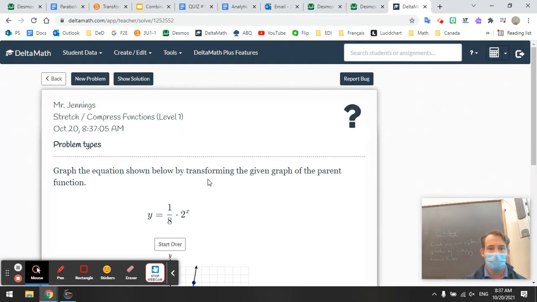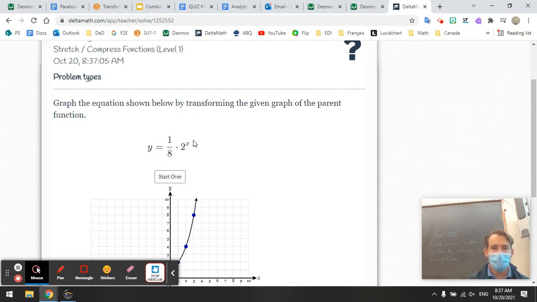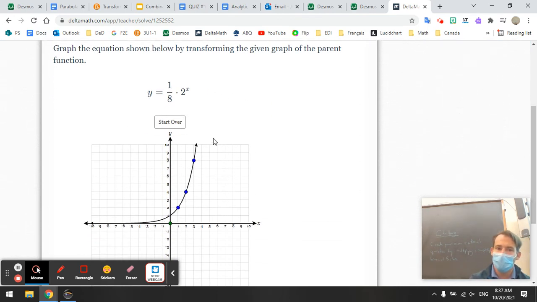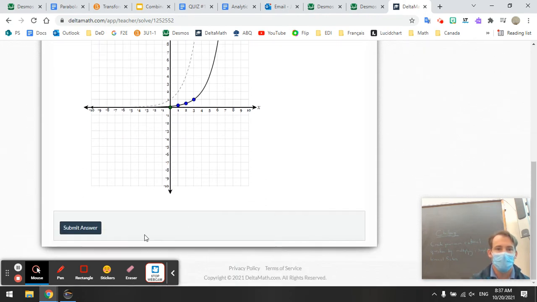Next, we look at stretch and compression of functions. So here, again, is another function we haven't looked at, but this function, the exponential function, is our next unit. It's unit 3, so we can start looking at it in Delta Math. Here, I am compressing this function by a factor of 1/8. So I'm going to be pulling all of the outputs of the function towards the y-axis by a compression of 1/8. So then I put that there, and that would be my new function.